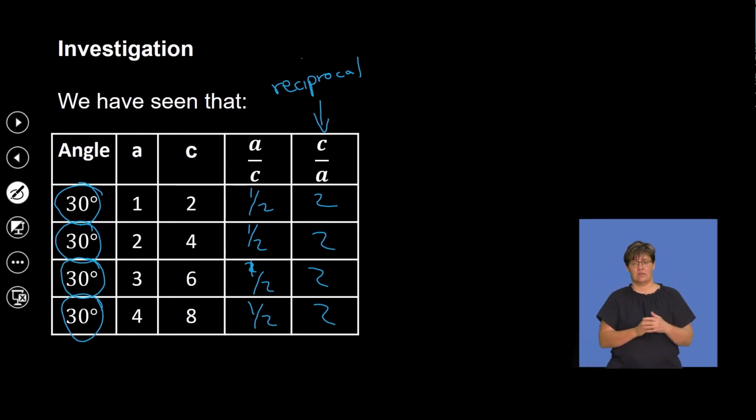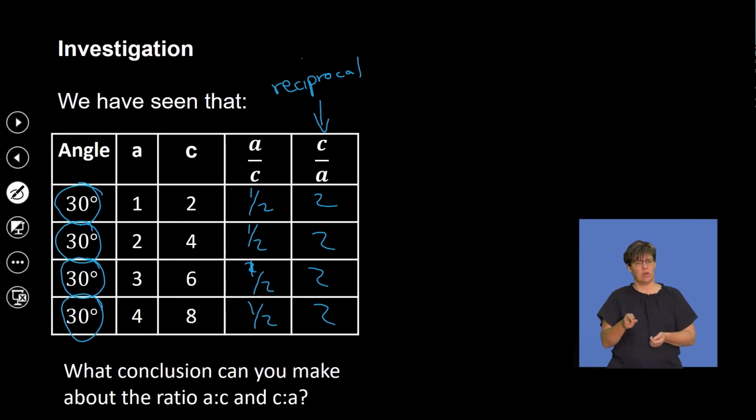Now, what is it that we can conclude from seeing the ratio of AC and CA? We can see that they are reciprocals of one another. If we take one as the original ratio, the other one will be a reciprocal. I know you've learned a reciprocal at a very early age in terms of your grades and your maths.